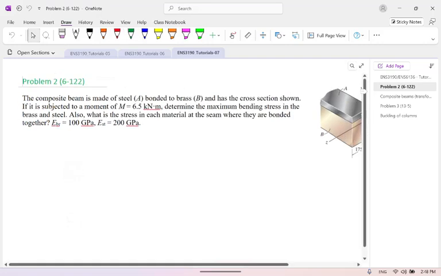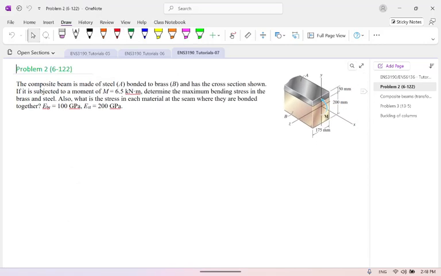Okay, we see another question. This question was a last year's final exam standard question. The composite beam is made of steel, for example, part A is steel. Everyone look at it here, this is A. And also brass, B is here. One is steel, one is brass, and the cross section is shown on the slides.